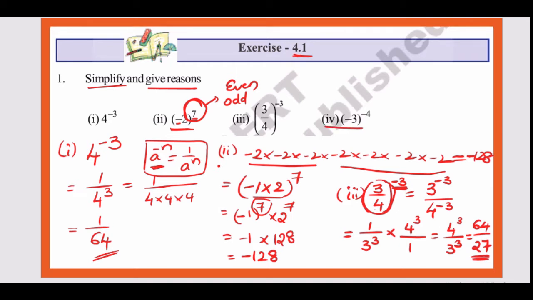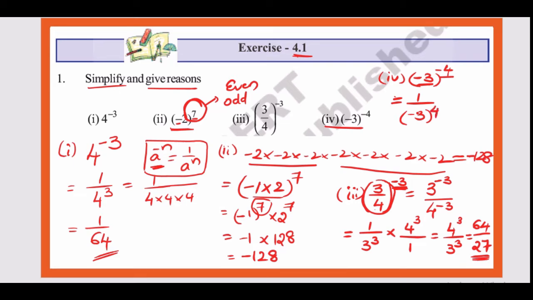Next, coming to question number 4. So what is question number 4? Question number 4 is given as (-3)^-4. So let's do this particular question this way: a^-n is equal to 1/a^n. Here a is nothing but -3, and n is nothing but 4. So I can write this as 1/(-3)^4.